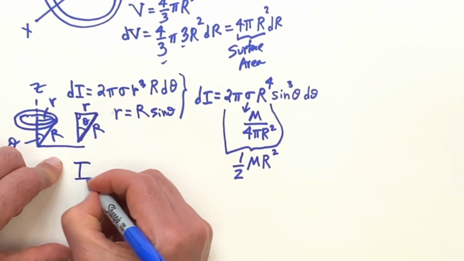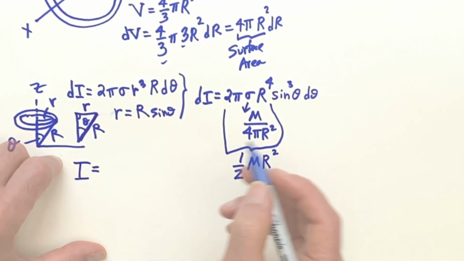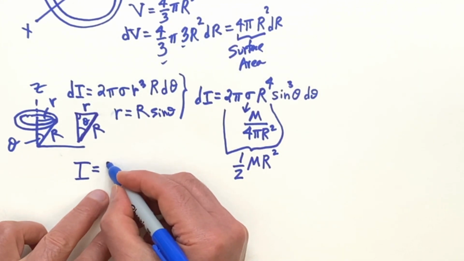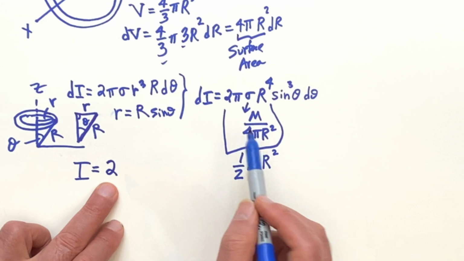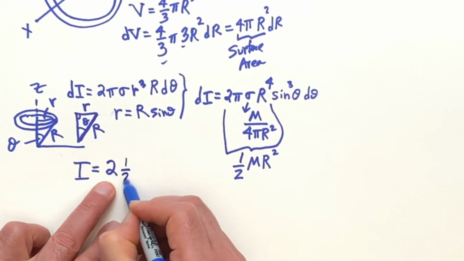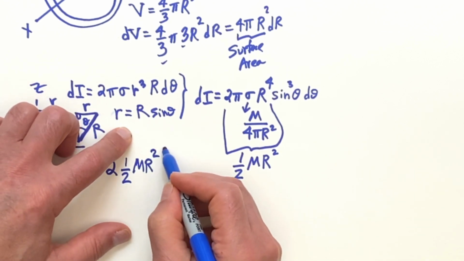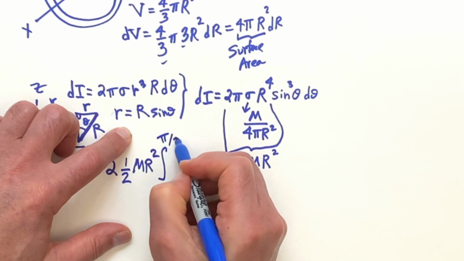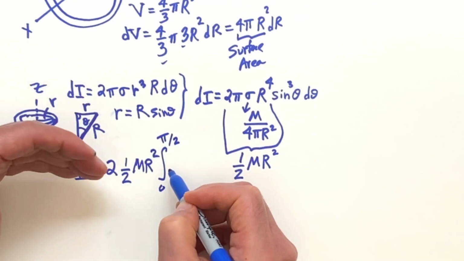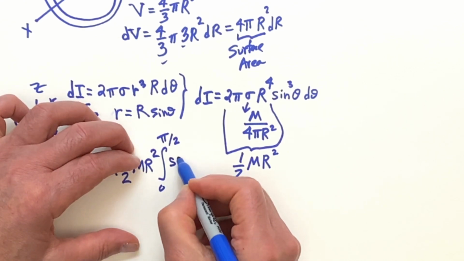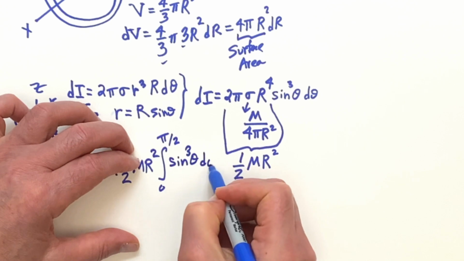So the integral that we're interested in doing, I'm going to integrate the theta from 0 all the way down to pi, but since the hemispheres contribute equally, I'm going to put a factor of 2 in front. Now what are all these constants here? 1/2 m R squared, and then the integral from 0 to pi over 2, come down to 90 degrees. That's a hemisphere, and the 2 takes care of the lower hemisphere, and this is sine cubed theta d theta.